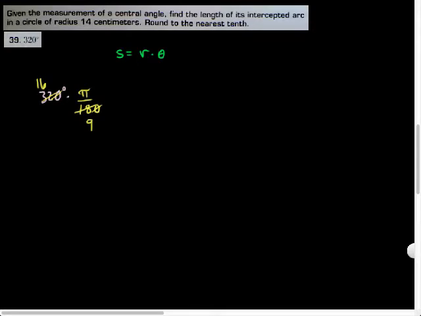So it looks like this is going to be 16 pi over 9 radians. So that's measured in radians. And with these radians, now I can calculate the arc length of that intercepted arc. So I'm going to plug that in for theta.